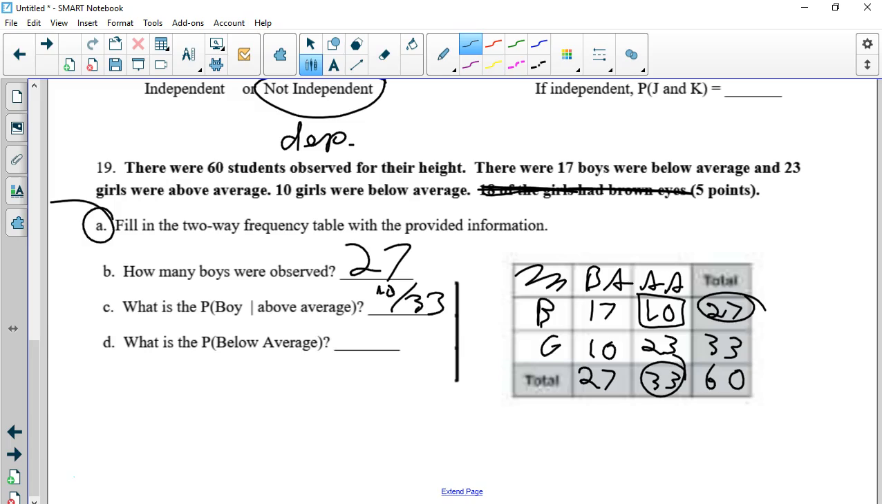Actually, wait a minute. Hold on. I confused myself now. If we got boys, 10 are above average. Sorry, out of total boys. I had it right the first time in my mind. I can talk myself out of it. 27. Because you've got boys, there's 10 of them that are above average out of a total of 27 boys. We're starting with boy. We're given boy, and then have to find above average. And then what's the probability of below average? Well, we just need to find the total below average, which is 27, out of the total, which is 60.